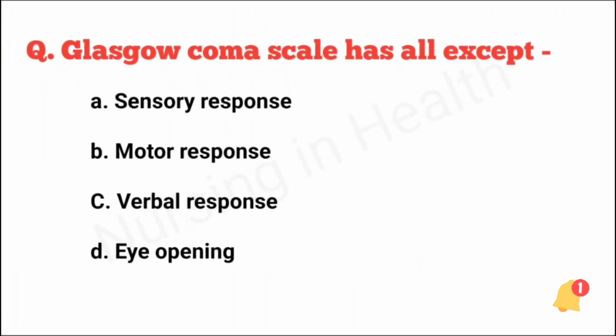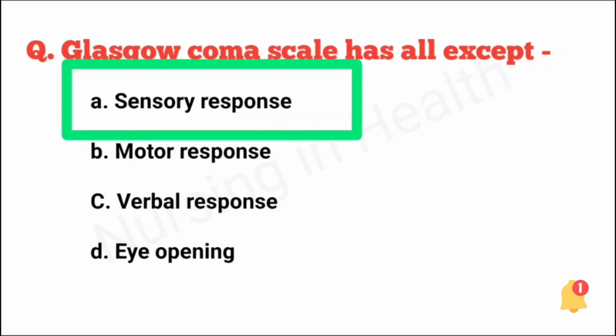Glasgow Coma Scale has all except sensory response, motor response, verbal response, eye opening. Right answer option A. Sensory response.